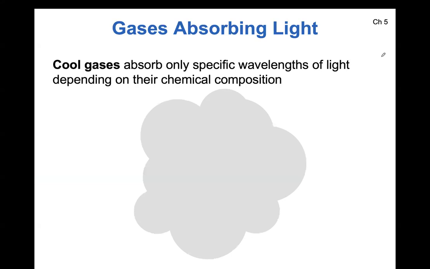Okay, so going to gases. If you have a very cold gas, well, a cold gas can absorb light that passes through it. So we're going to talk about gases absorbing light. This gas is out in space, and maybe there's a star behind it, and the light from that star is passing through the gas, and some of that light is getting absorbed by the gas. What does that mean? Well, cool gases absorb only specific wavelengths of light depending on their chemical composition.